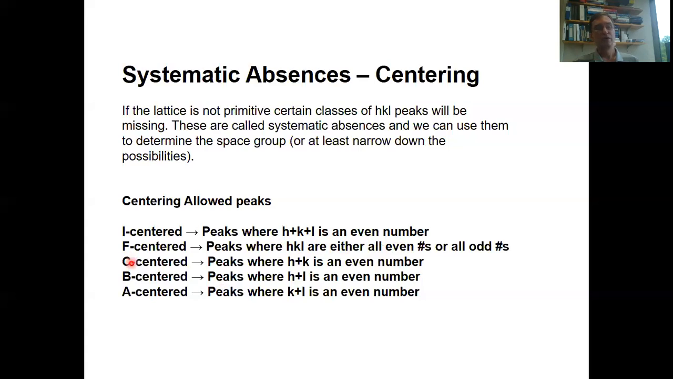If you have a C-centered unit cell, then H plus K must always be an even number. When we have a B-centered cell, then H plus L must always be an even number, otherwise we cannot observe the peak. And when we have an A-centered cell, then K plus L has to be an even number, otherwise our diffracted X-ray will be absent.